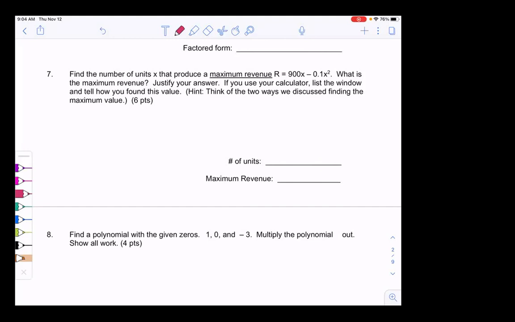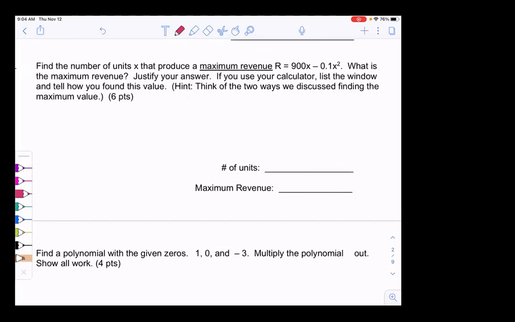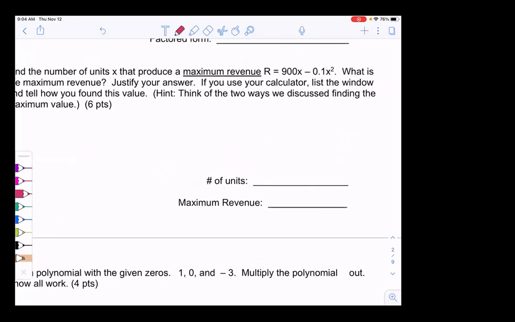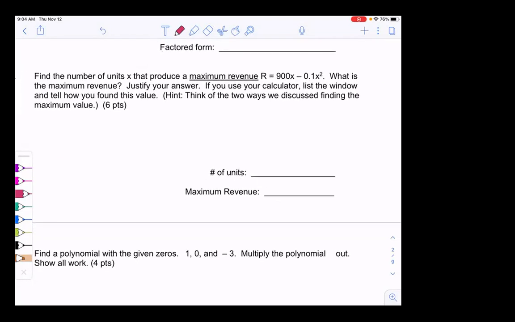This one wants us to find the number of units x that produces a maximum revenue. And then we have this function here, 900x minus 0.1 x squared. It says, what is the maximum revenue? Justify your answer. And then it says, if you use your calculator, list the window and tell how you found this value. And then I put in a hint.